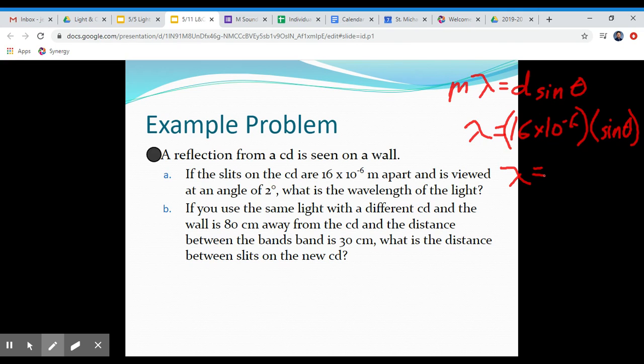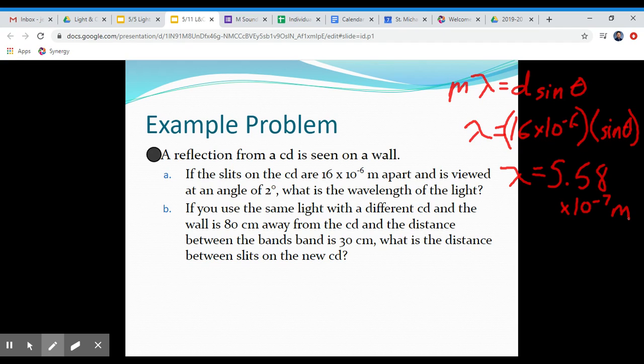Hopefully you end up getting an answer of 5.58 times 10 to the negative 7th meters. And if you were to look that up, that would actually end up being green light. That wavelength would actually be green light. If any of you ever take a CD and reflect it onto a wall, you might see that it forms kind of a rainbowish color onto the wall, or it can. So that would be green light.